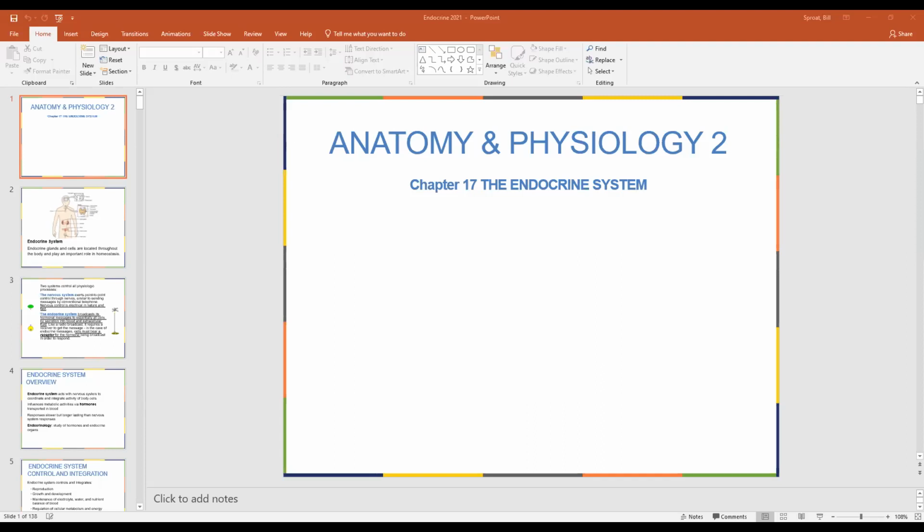Okay, assuming everybody can hear me and see the screen we're looking at, we're going to start with the endocrine system. A few things about the class. This is AP2. The syllabus is listed in the e-learning content section. I'm not going to waste a lot of time going over that.